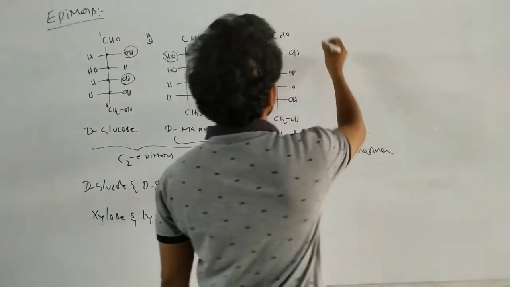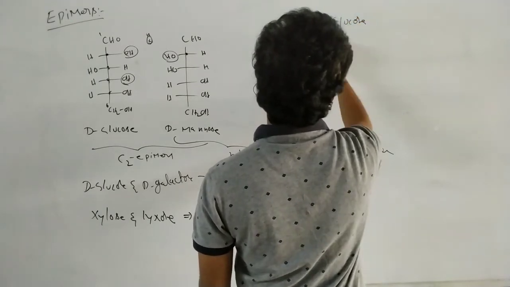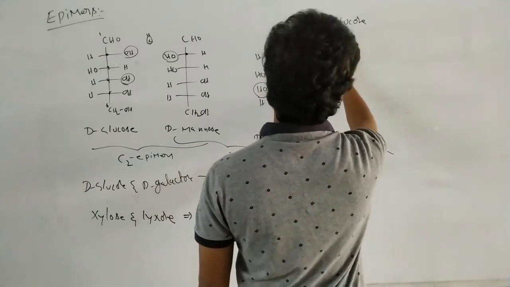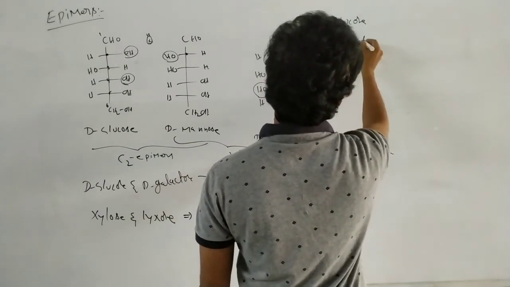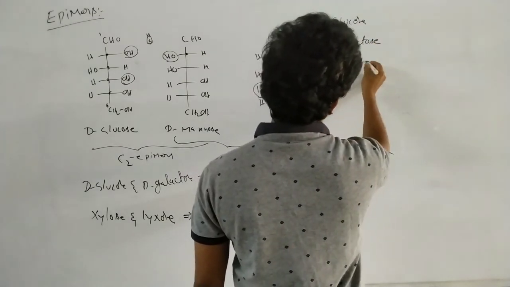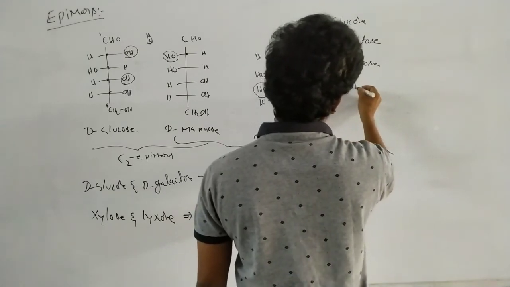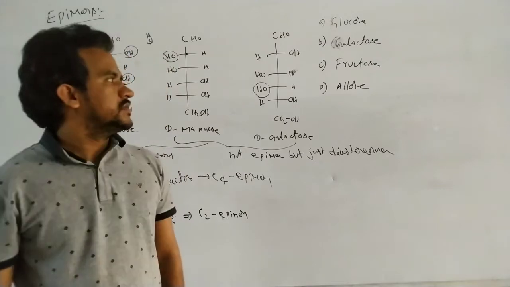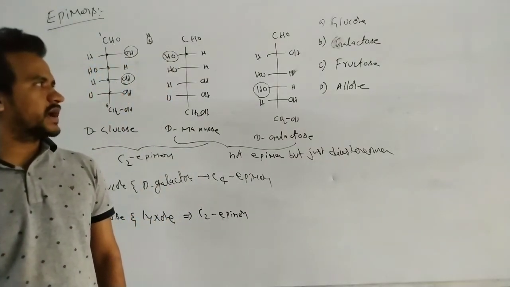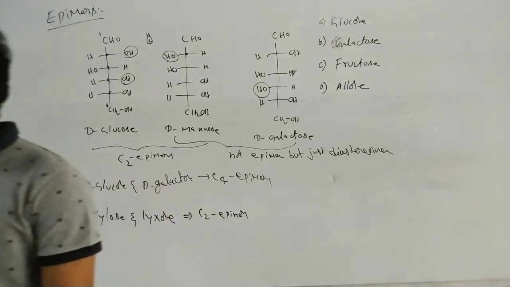First one, option A, glucose. B, galactose. C, fructose. D, allose. Which of the following compound produce meso compound on reduction with sodium borohydride or H2 nickel.